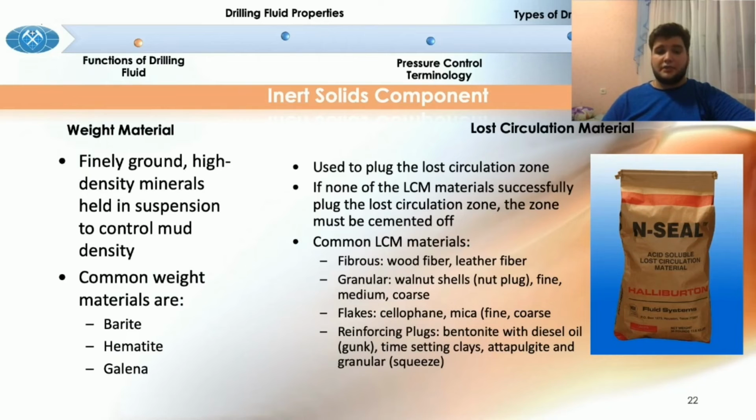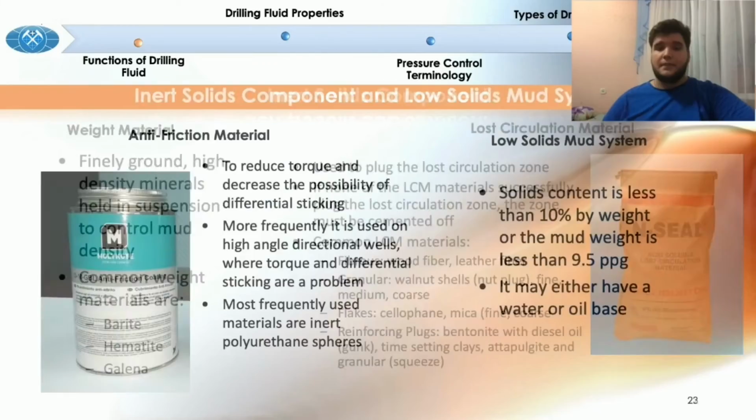Inert solid components. Weight material is finely ground, high density minerals held in suspension to control mud density. Lost circulation material is used to plug the lost circulation zone. If none of the LCM successfully plugs the lost circulation zone, the zone must be cemented off.